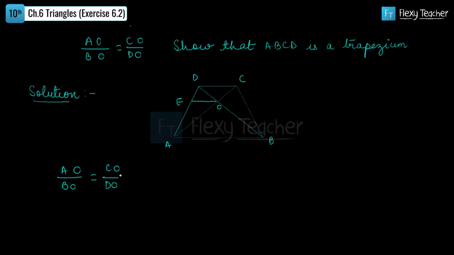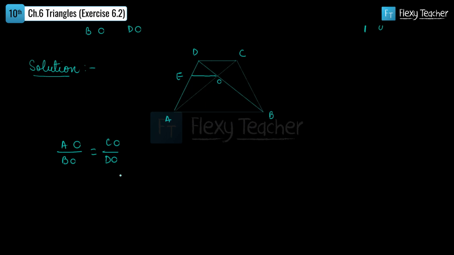Friends, this is the complete inverse of the last sum number 9 that we did. So we have already drawn the trapezium wherein AC and BD intersect each other at O, and like the previous sum we have also taken a point E on AD such that OE connects, and OE is parallel to DC and OE is parallel to AB.